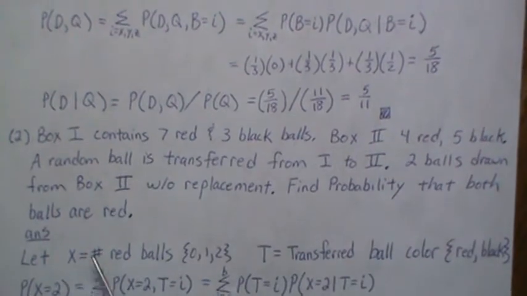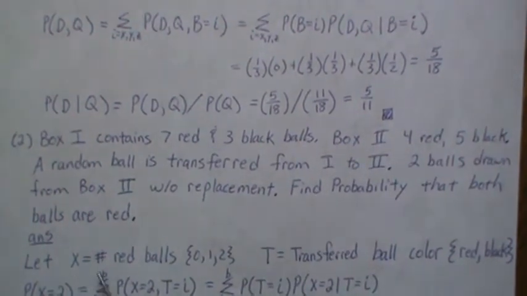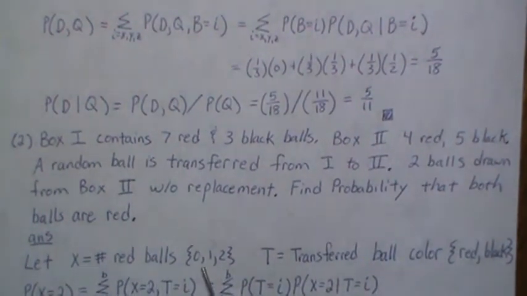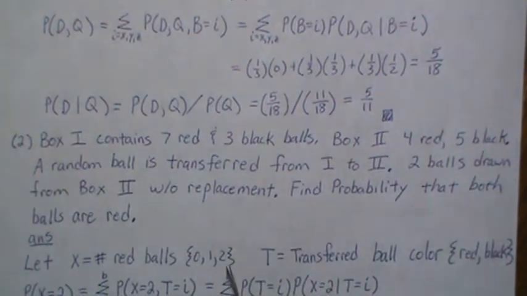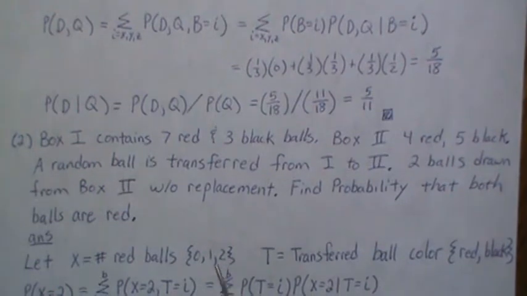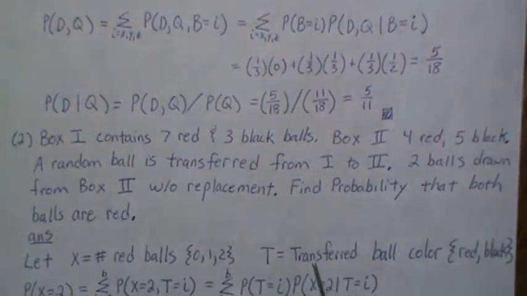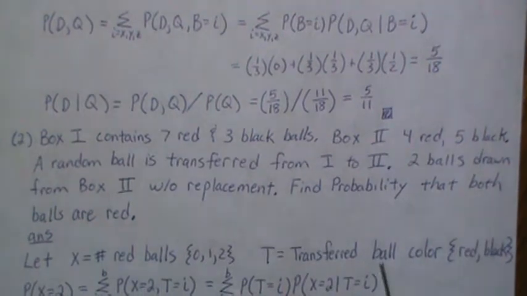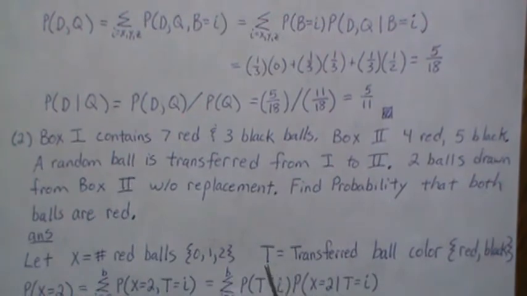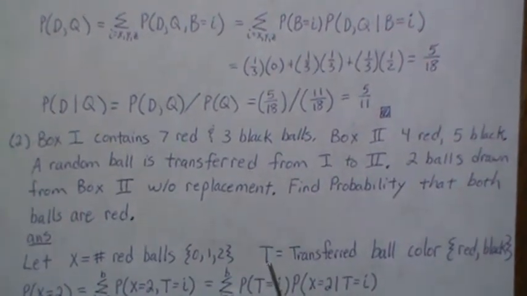And here is the answer. So let X equal the number of red balls. So it can be 0, 1, or 2. And we're interested in the probability that both are red, so X is equal to 2. Let T equal the event of the transferred ball's color. So we can move a red or a black, and T is going to represent that.